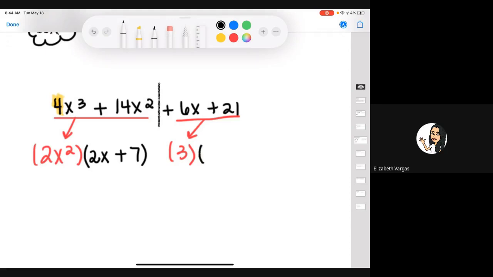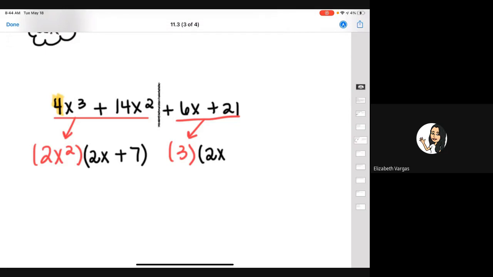Okay, how about this side? Here I have a 6, here I have a 3. So multiply by 2, 3 times 2 gives me 6. Here I have an x, here I don't have an x. I need to include that x, so I'm gonna put that there. Here I have 21, here I have 3. What times 3 gives me 21? A 7.